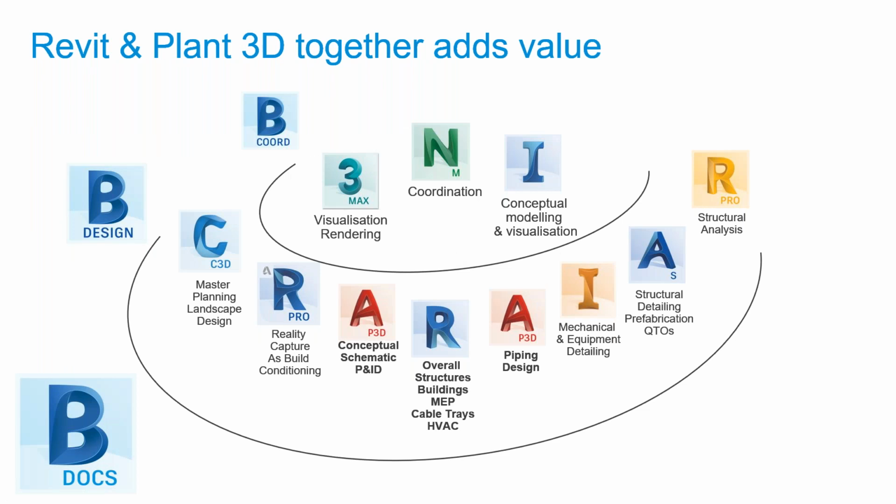All right. So this is a bit of a summary of Plant 3D and Revit working together. You can see at the center you have Revit for, as we said at the beginning, the overall structure, the building, the MEP cable trays, HVAC systems, plumbing systems as well.